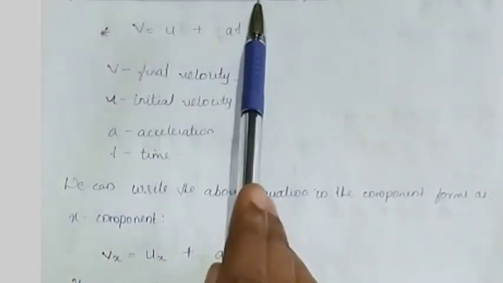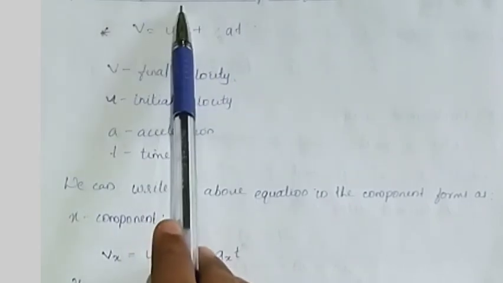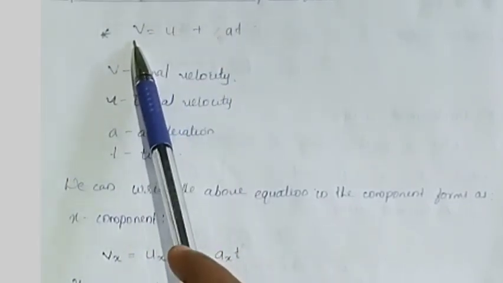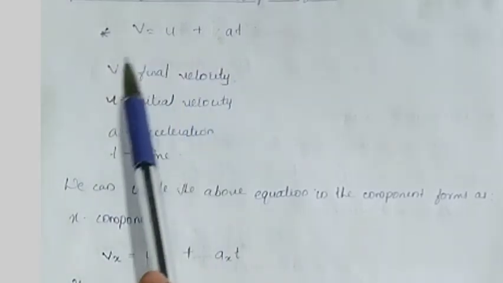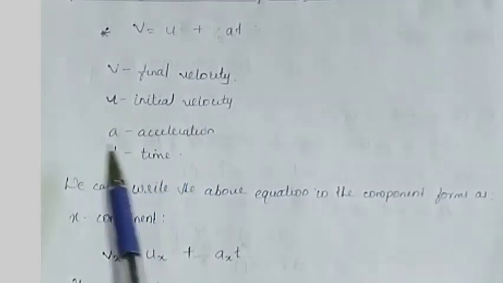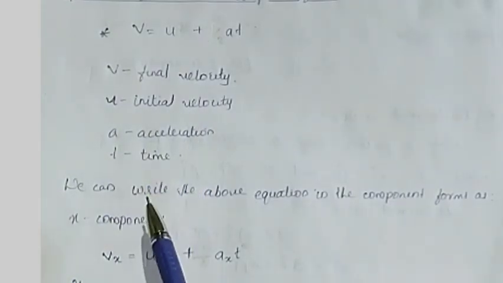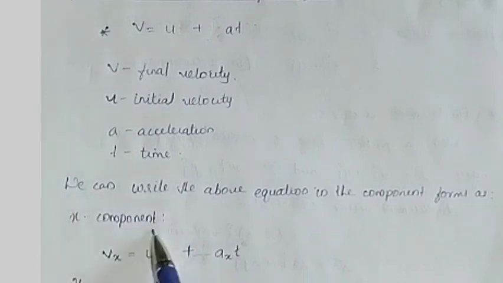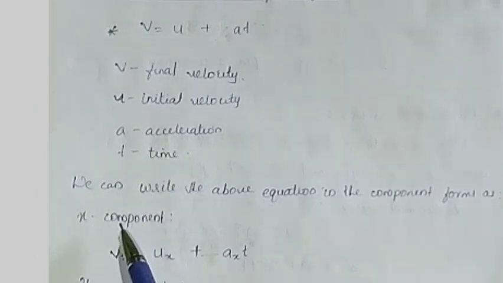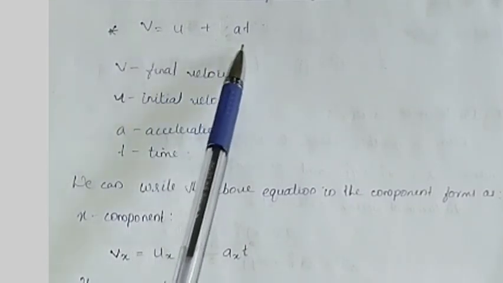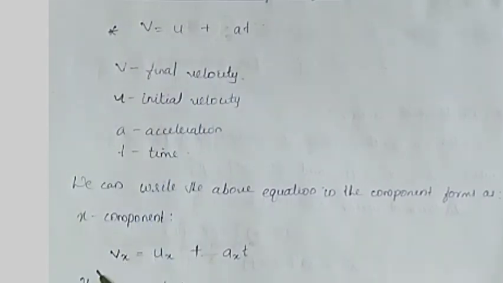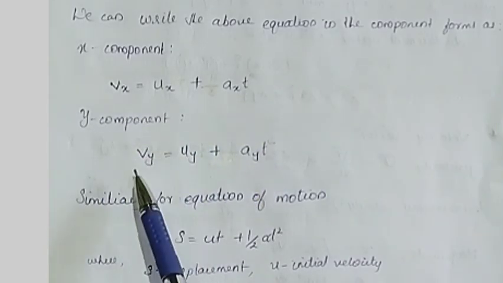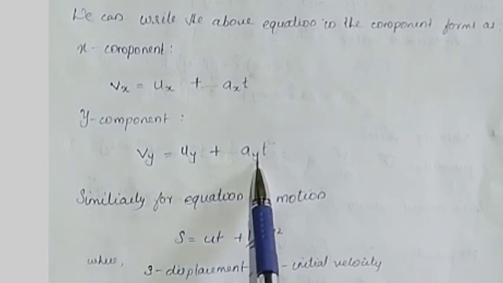Now, we are going to obtain the component form or the vector form of the equations of motion. We know the equation of motion v is equal to u plus at, where v is the final velocity, u is the initial velocity, a is the acceleration, and t is the time. Now, to write the component form of this equation of motion, we first consider the x component. So, to get the x component, we take the x component of all the quantities used here, that is vx is equal to ux plus ax into t, and to get the y component we express it as vy is equal to uy plus ay into t.